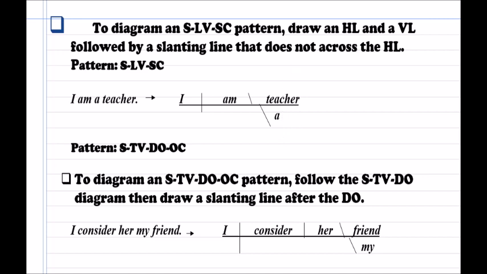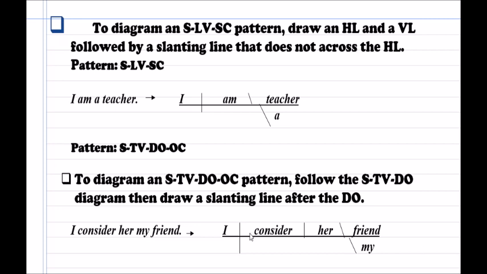Now, how about the S, TV, DO, OC or the subject, transitive verb, direct object, object complement pattern? You just have to follow the subject, transitive verb, direct object diagram, then draw a slanting line after the direct object. For example, I consider her my friend. Now let's first identify the subject and the predicate. I is the subject and the predicate is consider her my friend.